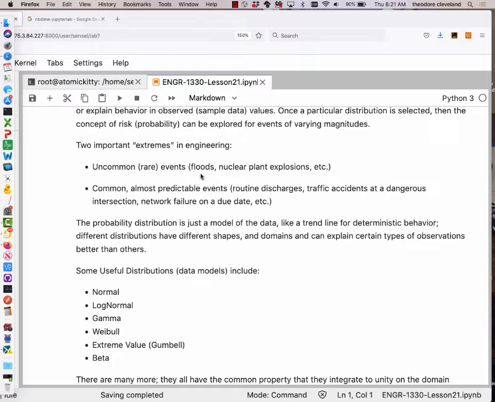And then there's things that happen all the time, almost predictable. In the case of water quality, there's routine discharges from sewage treatment plants. It's pretty much the same every single day. It's going to vary a little bit from day to day, but that's pretty routine. Traffic accidents at a dangerous intersection, I mean, that's almost predictable.